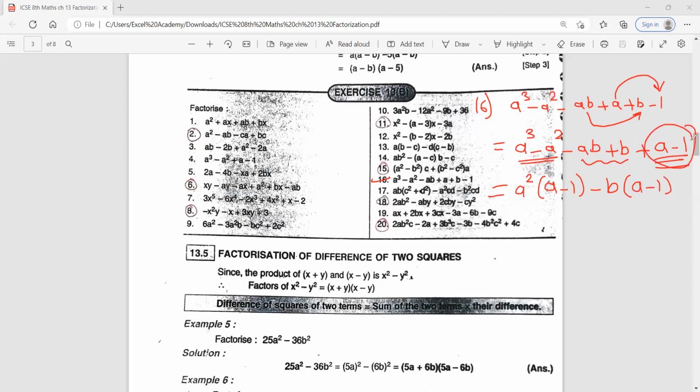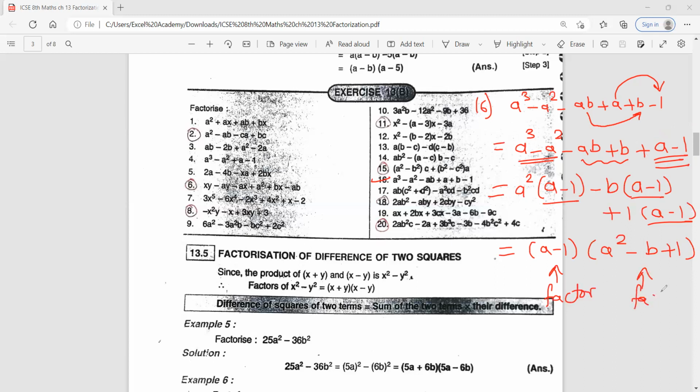And here, there is nothing common to take; when there is none, the common factor is 1. Plus 1 into bracket A minus 1. Correct, if there is no coefficient, it is 1. So this is plus 1 into bracket A minus 1. So what you get here is A minus 1 in one bracket, and in another you get A square minus B plus 1.